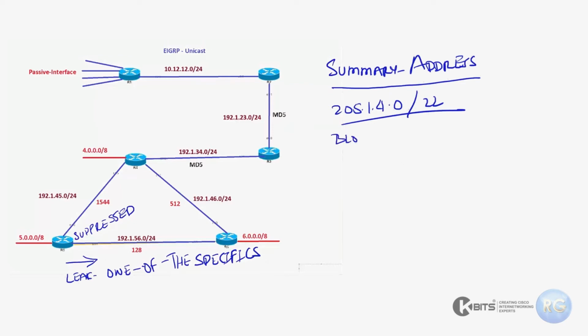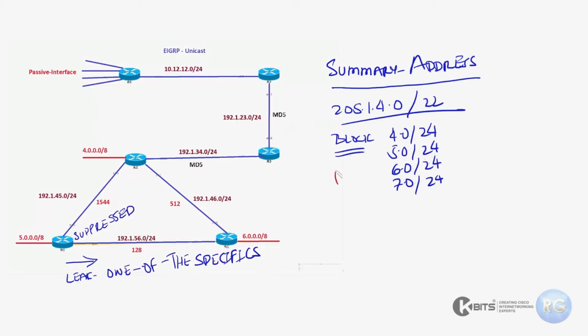So it says block 4.0/24, 5.0/24, 6.0/24, 7.0/24. All of them are blocked, right? If I want, I can leak out one of those routes.